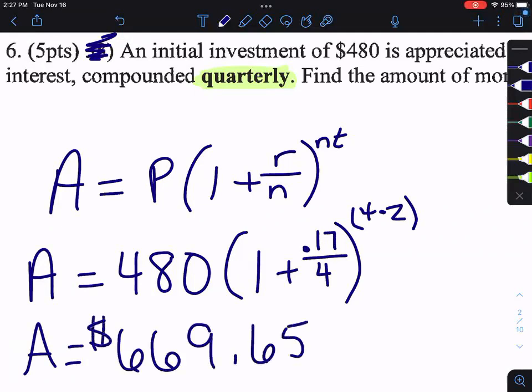So the amount we're getting is $669.65. Be careful on your exam. It's going to be multiple choice, and there might be answers similar, but not exact. So be cautious when you go to do that circling.